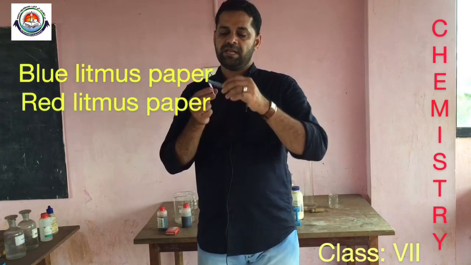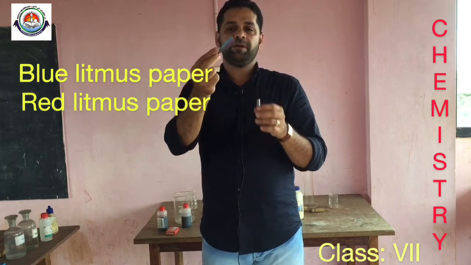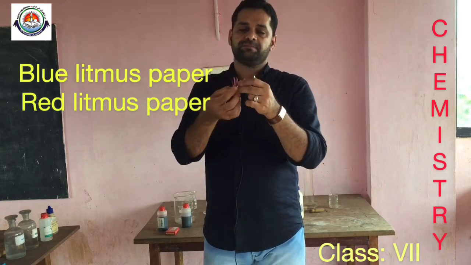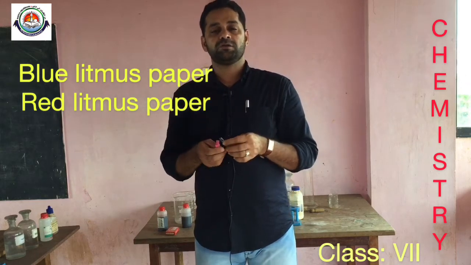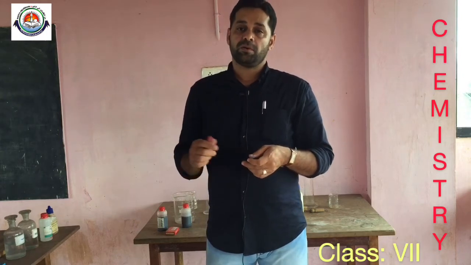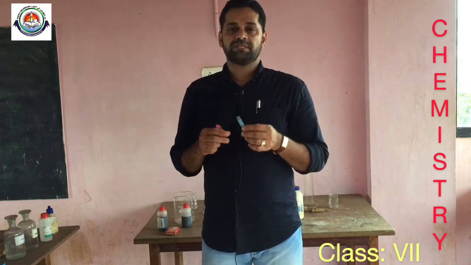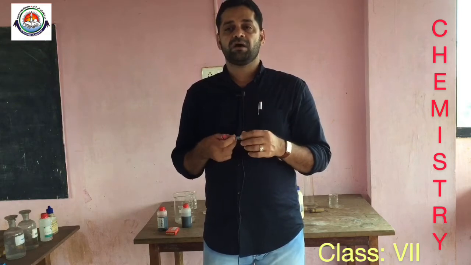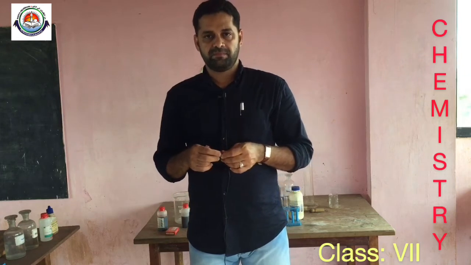And in the laboratory you can also see litmus papers. This is blue litmus paper, and another one is red litmus paper. These litmus papers are also used to test whether the given substance or solutions are acidic or basic. Okay? So, we are going to discuss how these litmus solutions change their color in the acidic and basic medium.